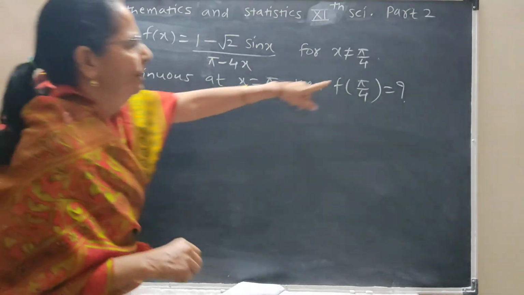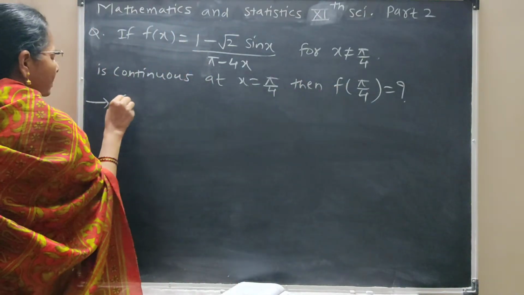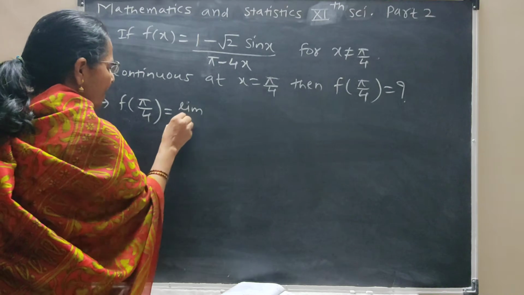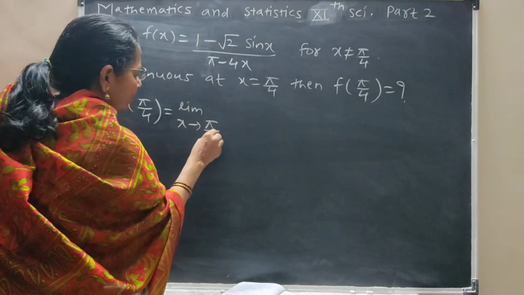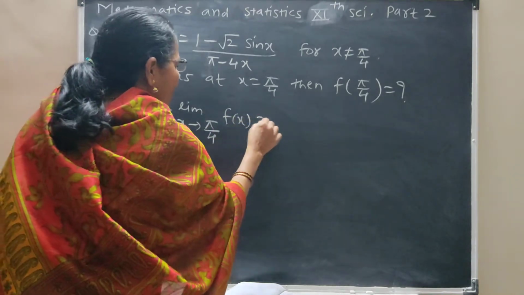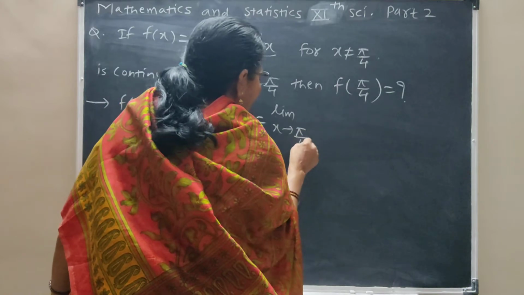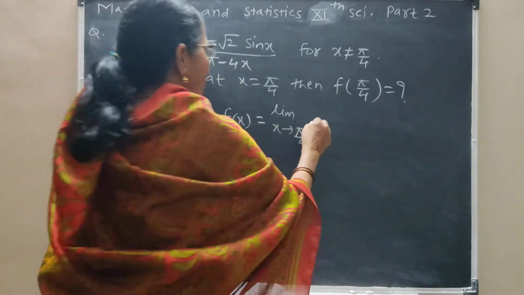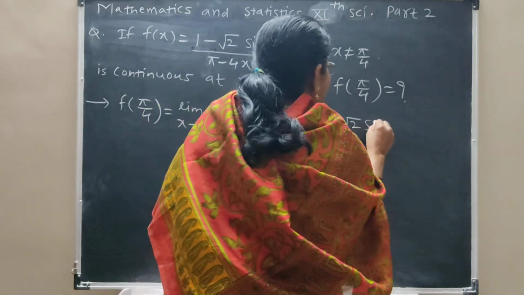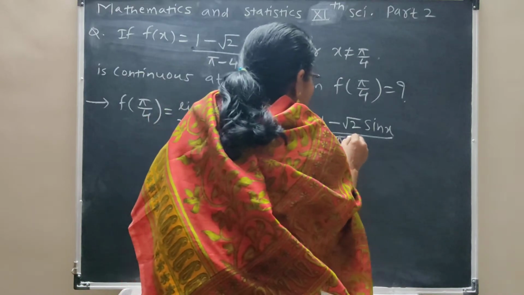We want to find f(pi by 4), which is equal to the limit as x tends to pi by 4 of f(x), which is equal to the limit as x tends to pi by 4 of this function, (1 minus root 2 sin x) upon (pi minus 4x).